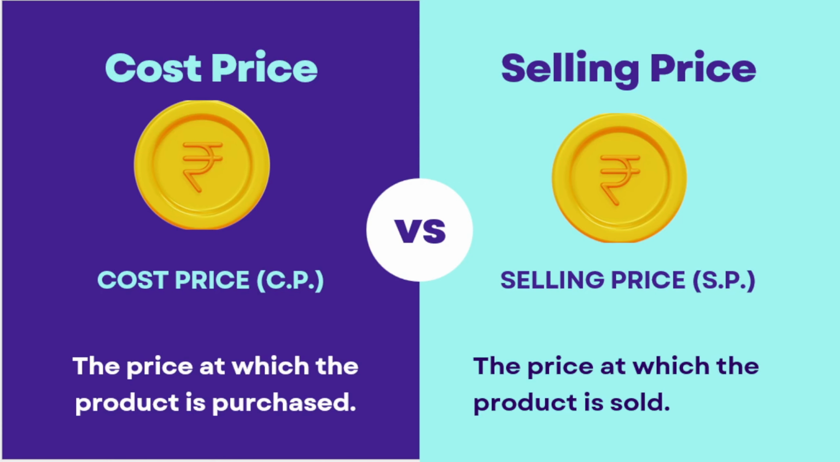Cost price: the price paid by the shopkeeper to the manufacturers or the wholesalers is called the cost price for the shopkeeper and is abbreviated as CP. Selling price: the price at which the shopkeeper sells the goods to the customers is called the selling price for the shopkeeper and is abbreviated as SP. Let us now go to our next topic, which is overhead expenses.